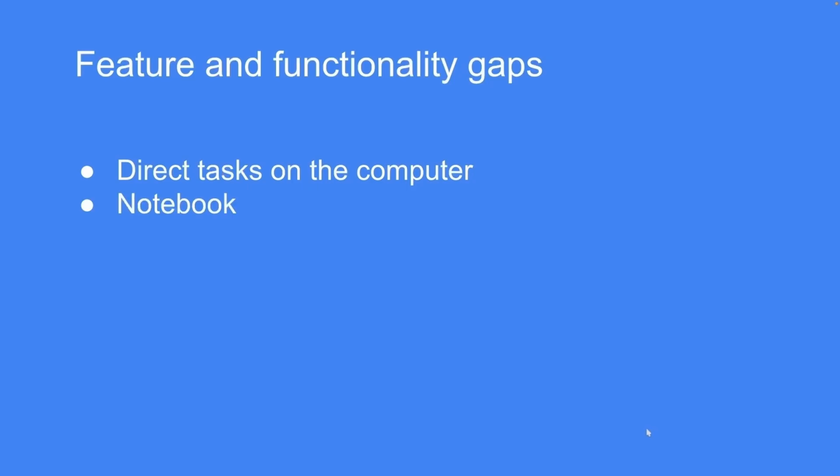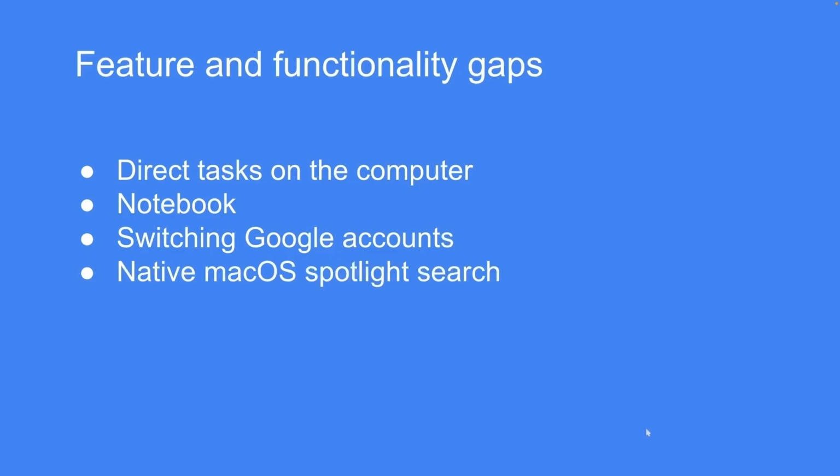The Gemini app for Mac has several limitations compared to the browser version or other desktop apps. Feature and functionality gaps. The Gemini app for Mac cannot perform tasks directly on the computer, such as controlling other apps or moving files. The desktop app does not have features like notebooks, which organize chats into folders. The app does not support switching between multiple Google accounts. It cannot replace the native macOS Spotlight search functionality.